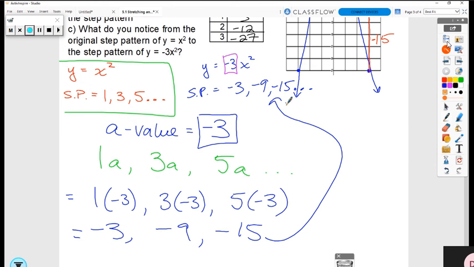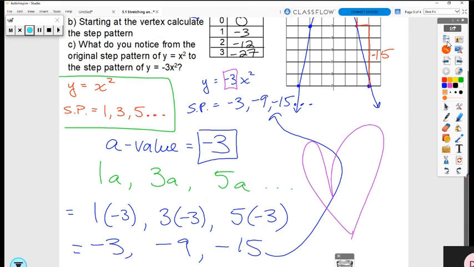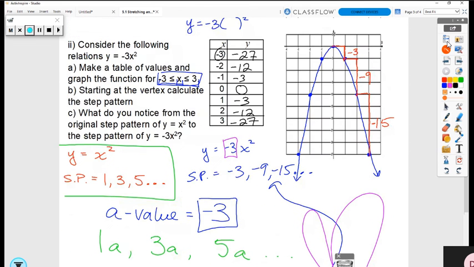Agreed? This is it. We love this, and I'm going to show you why we love this. In fact, you don't even need a table of values anymore, because these quadratics in y equals ax squared form always have a vertex at 0, 0. Always. So have a look at this.